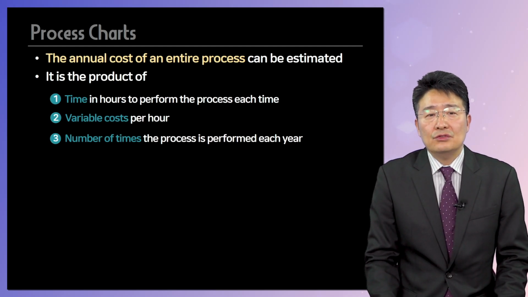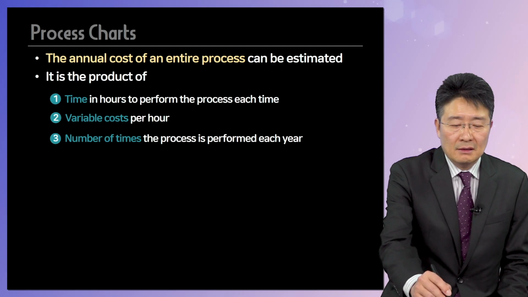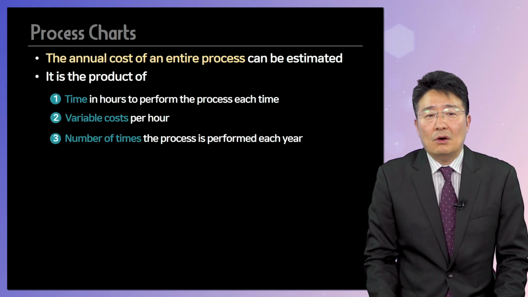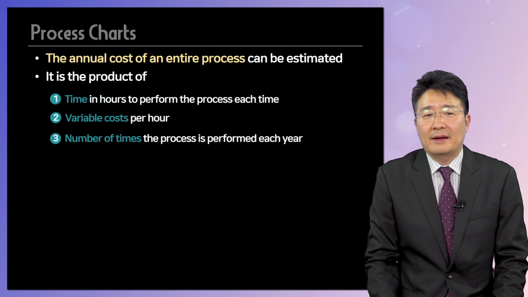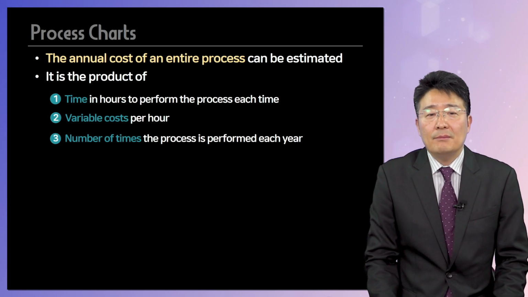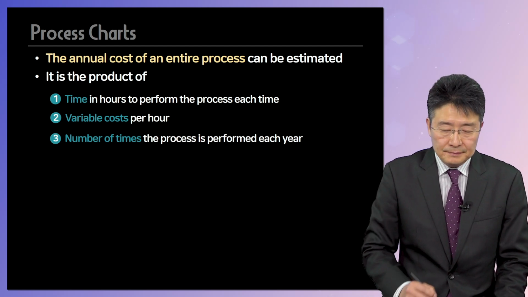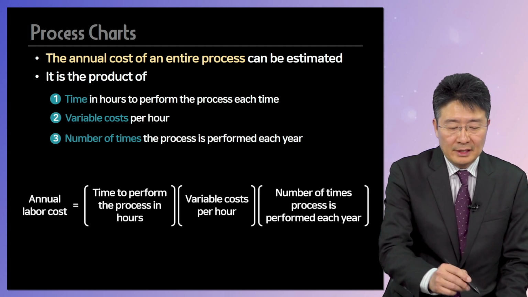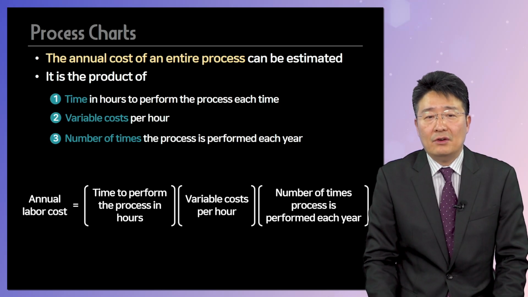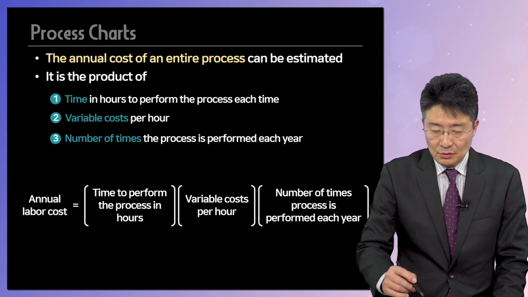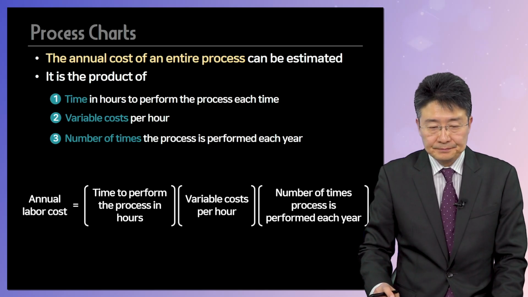Also, we need to calculate the annual cost of an entire process. Okay? It is the product of time in hours to perform the process each time, variable costs per hour, and number of times the process is performed each year. So, this is the formula. In order to calculate the annual labor cost, we can use this formula.